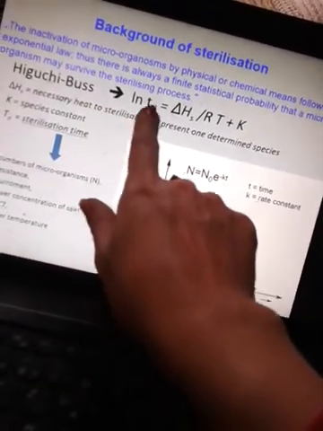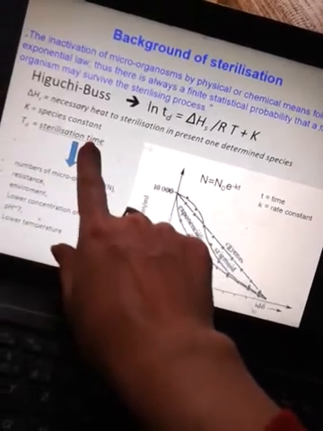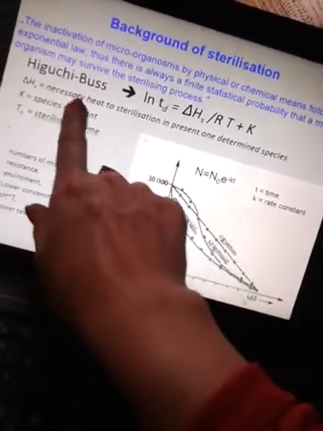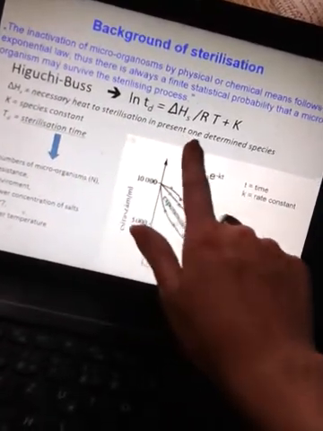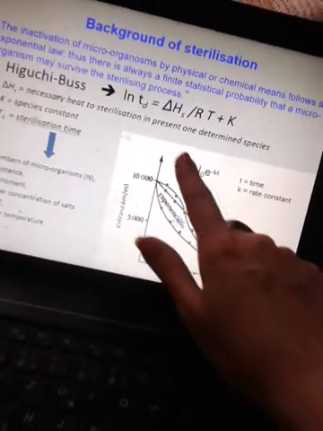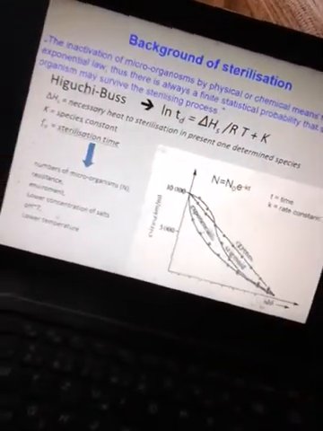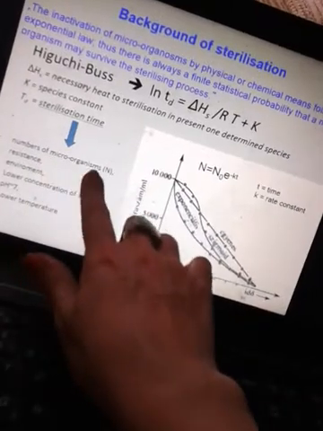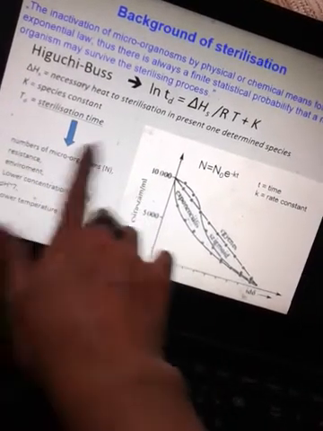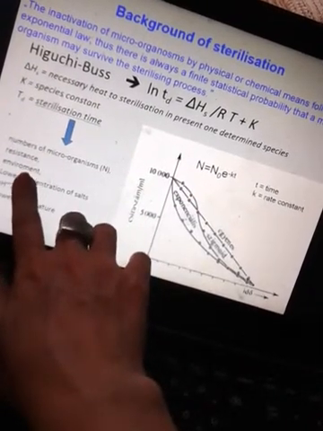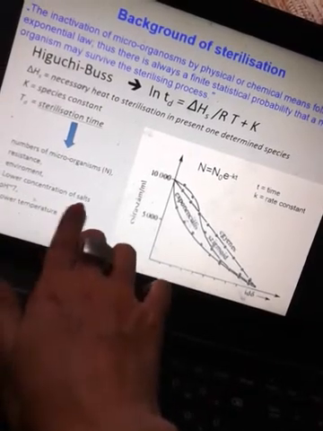گفتش که این فرمولش TD is a sterilization time. Delta H is a necessary heat to sterilization in present one determined species. RT هم که چی کام که species constant. Number of microorganisms میشه N. Resistance داریم. بعد environment موثر. Lower concentration of salt, pH 7 and lower temperature.